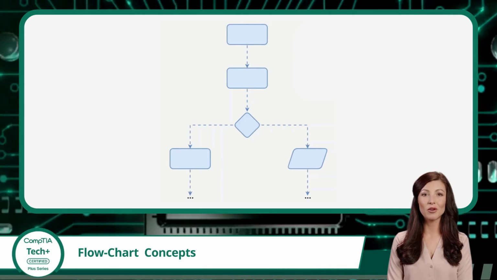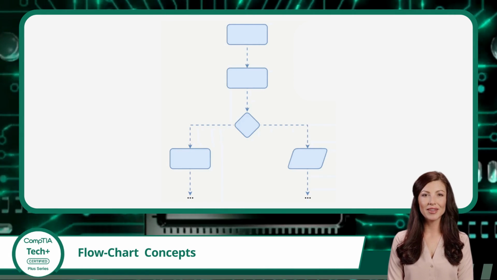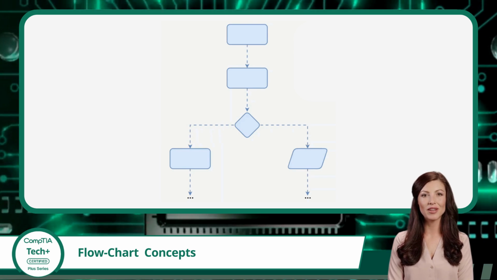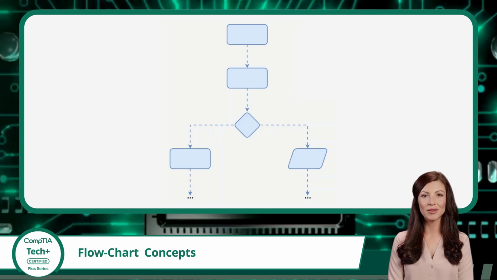Think of a programming flowchart as your trusty map. It's a visual representation of the steps and decisions your program will make. Just as a real map helps you find your way, a flowchart guides your program's actions, ensuring it follows the correct sequence.